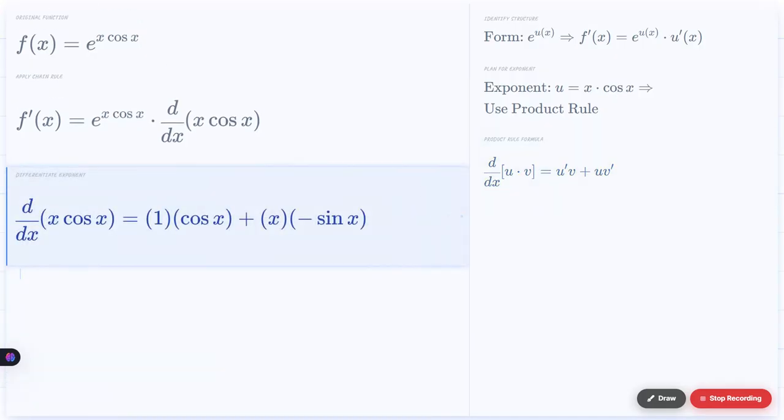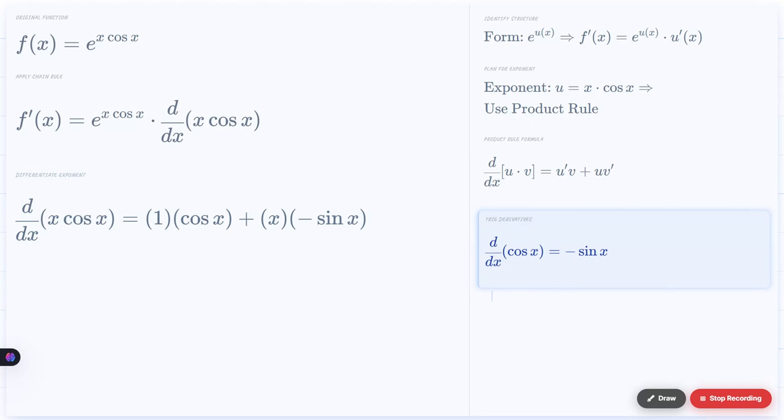We find the derivative of x times cosine x by writing 1 times cosine x plus x times negative sine x. We do this to solve the exponent part. The product rule says we multiply the derivative of the first part by the second part and add it to the first part times the derivative of the second part.